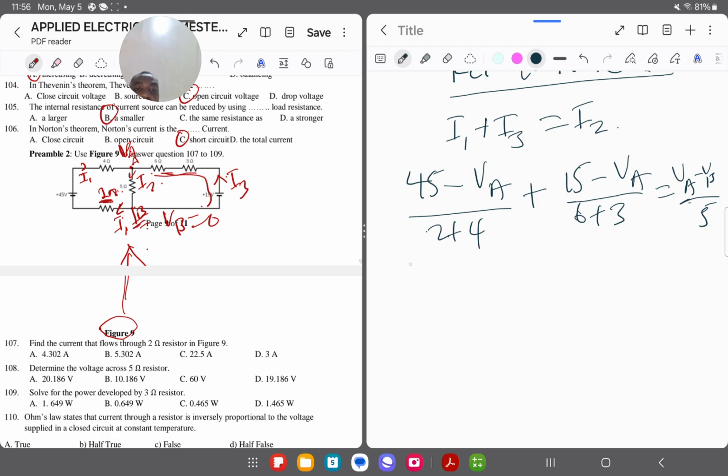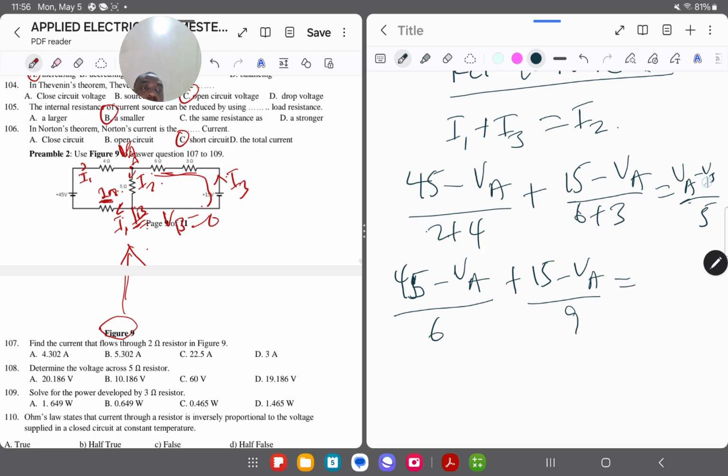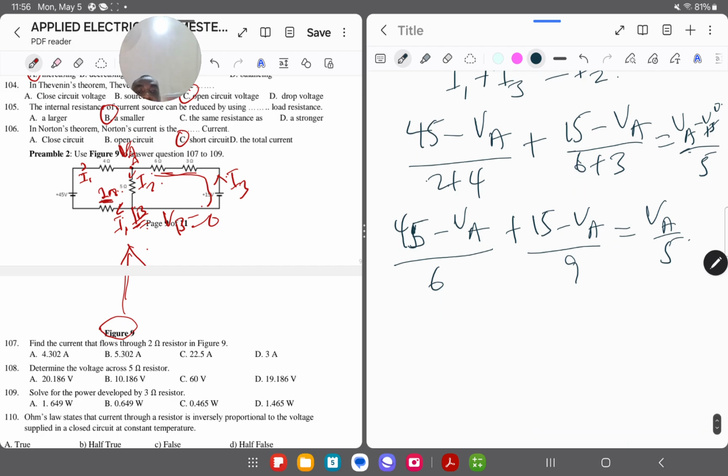So let's go with this. So here I have 45 minus VA. Here it becomes 6, right? Then we have 15 minus VA. This is plus 3, that becomes 9, will be equals to, remember VB is what? Grounded, so the voltage there is 0. So I just have VA over 5. So now what is left is for us to simplify this.